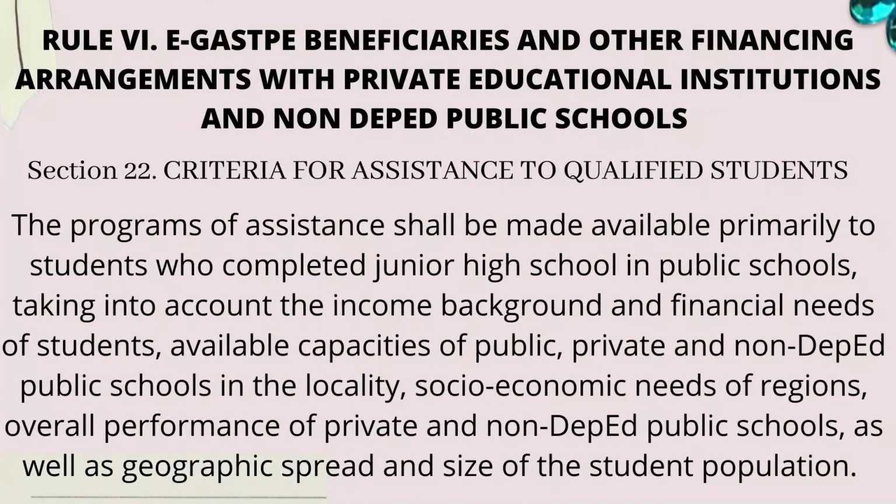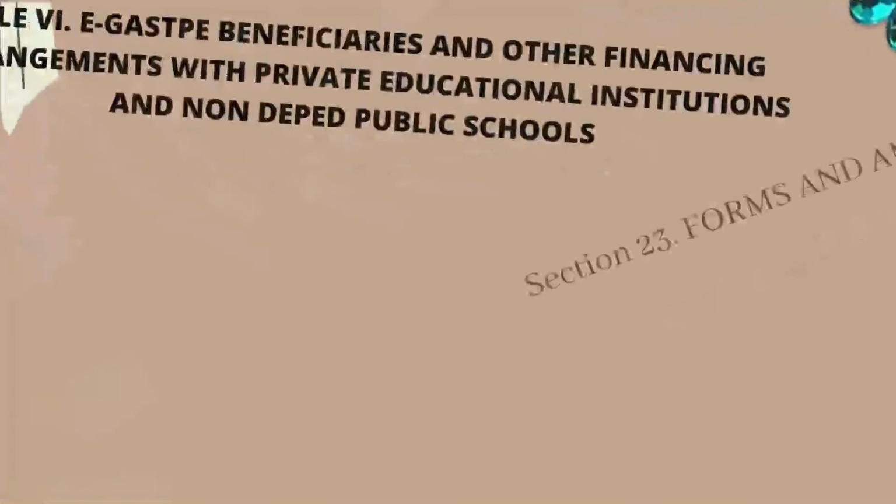Section 22. Criteria for assistance to qualified students. The programs of assistance shall be made available primarily to students who completed junior high school in public schools, taking into account the income background and financial needs of students, available capacities of public, private, and non-DepEd public schools in the locality, socio-economic needs of regions, overall performance of private and non-DepEd public schools, as well as the geographic spread and size of the students' population.